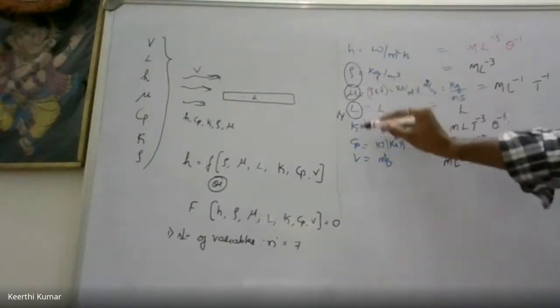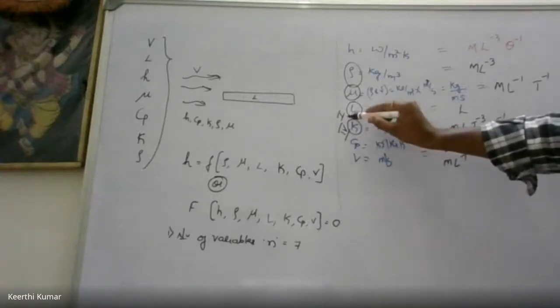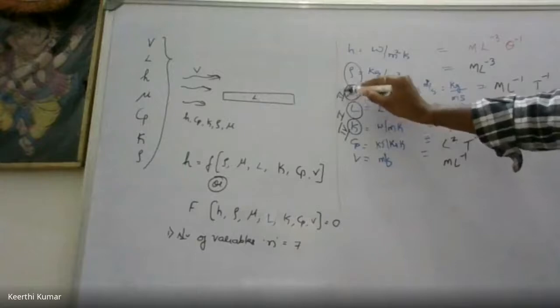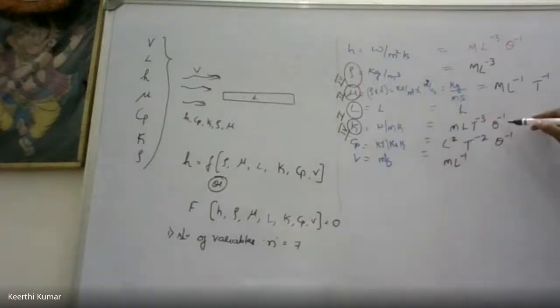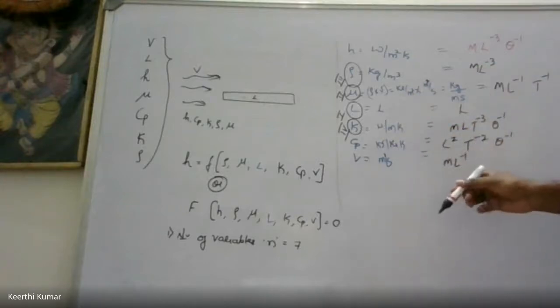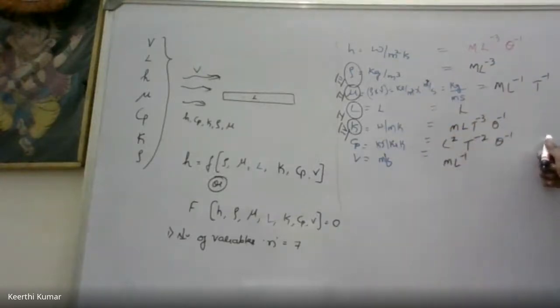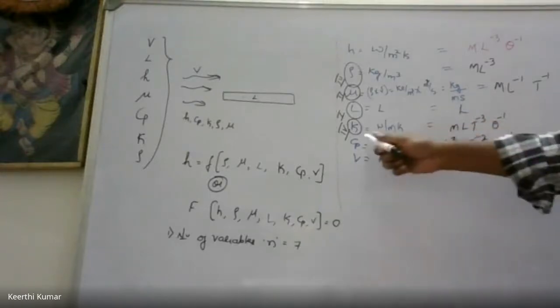Mu and this K. K is the fourth repeating variable for me. You know how to take the first, second and third repeating variable. For the fourth repeating variable, I'm concentrating on the value of theta. Wherever the theta is there, we have to include that also because it is heat transfer where the temperature is going to interact. So theta we have to include and try to solve the problem considering the fourth repeating variable.